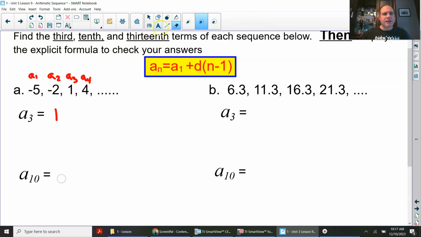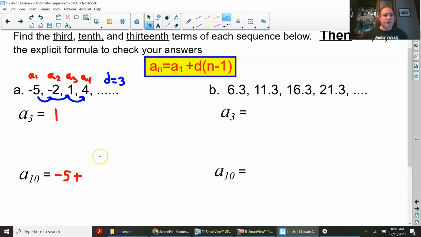Actually, I don't have to rewrite things. So a sub 10 is the term that I'm looking for. The first term in this sequence is -5. And then plus the common difference. So I didn't figure out the common difference because the first one was given to me. So the common difference looks like it is a +3. So D equals 3. And that's very important. A sub 1 equals -5.